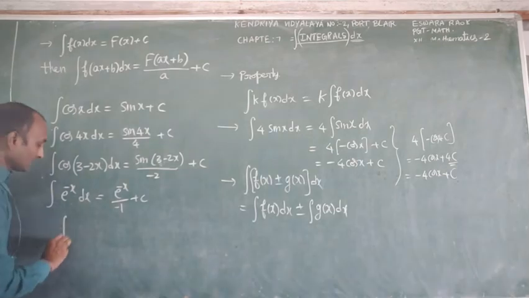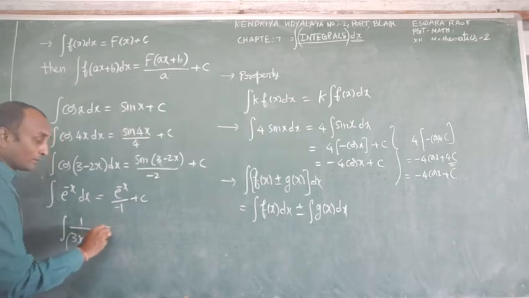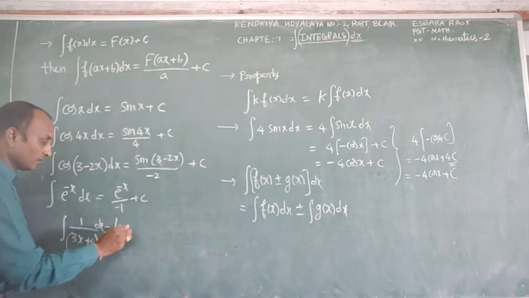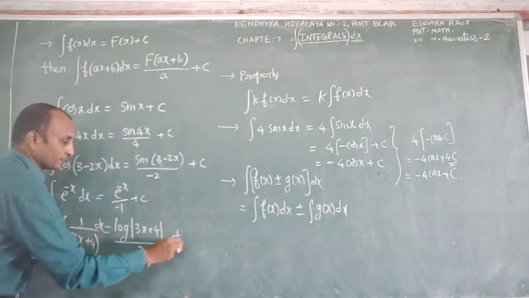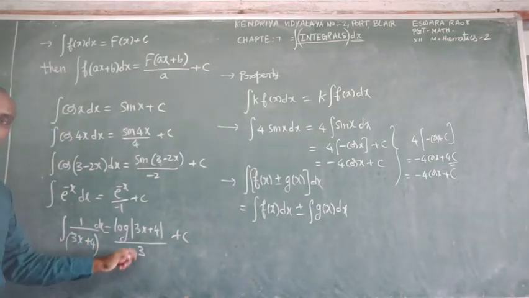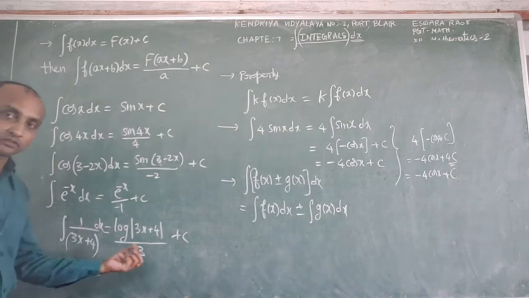If it is integration of 1 by 3x plus 4, the integration of 1 by x is log x, so it is log mod 3x plus 4 by 3 plus c. Log mod 3x plus 4 by 3 plus c, so the x coefficient 3 is written here. Are you getting how I am dividing by the x coefficient?